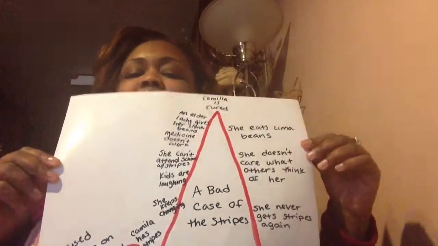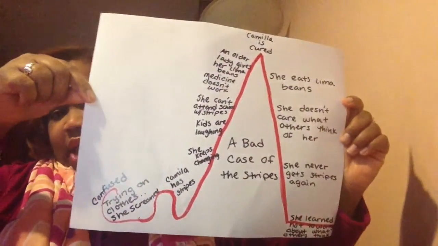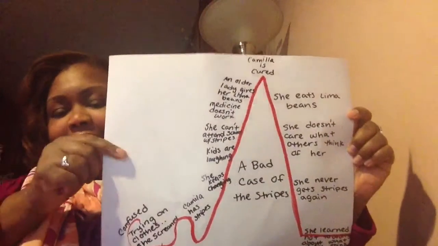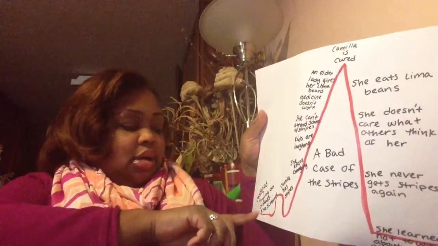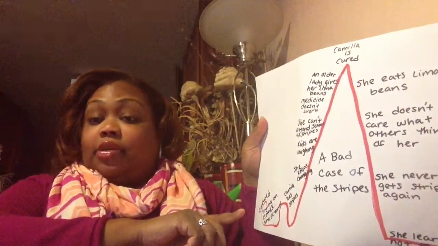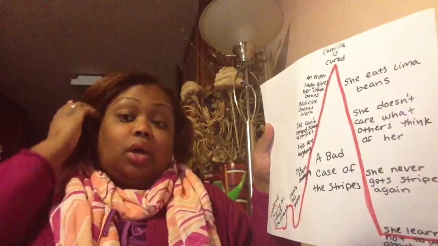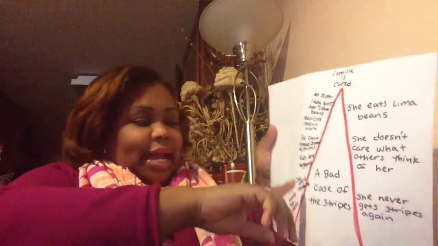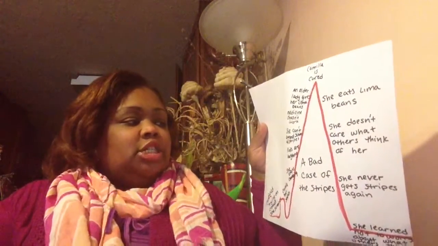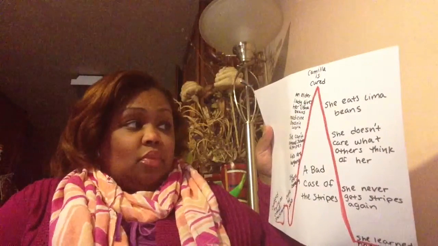And so I'll show you one that I did recently with a book called A Bad Case of the Stripes. As you see here at the bottom, this is the hook. And it says in the beginning, the character was confused. She was trying on clothes, and then she screamed. And then it says here, Camilla has stripes. All of a sudden, Camilla has stripes. And then as it's building up here, these are some of her problems. For example, I'll tell you one. She can't attend school with the stripes.